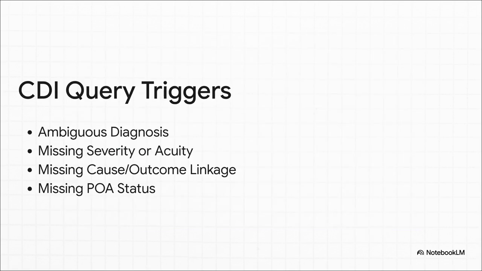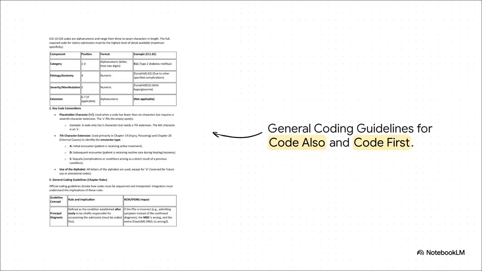So, what exactly makes a CDI specialist fire off one of these queries? Mostly, it's about documentation gaps. The biggest trigger is an ambiguous diagnosis. For example, writing history of stroke instead of explicitly saying history of cerebral infarction. Another huge one is missing acuity. Was that respiratory failure acute, chronic, or acute on chronic? Missing cause and effect linkages and missing present on admission statuses are also massive red flags that CDI teams are constantly hunting for. And those queries are an absolute necessity because coders are handcuffed by strict general coding guidelines.